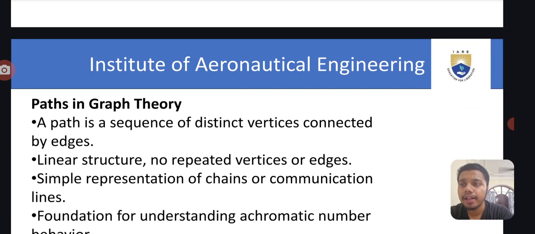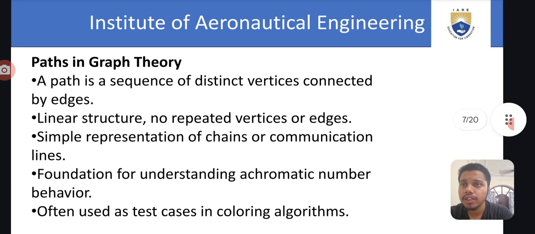Path in graph theory. A path is a sequence of distinct vertices connected by edges. It is a linear structure with no repeated vertices or edges, a simple representation of chains or communication lines. It is the foundation for understanding achromatic number behavior and is often used as a test case in coloring algorithms.